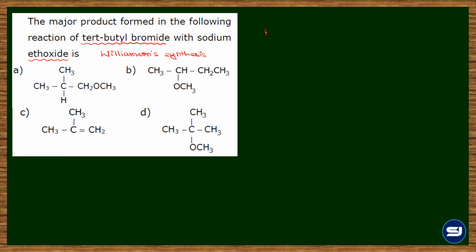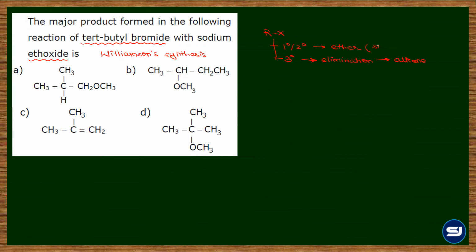Now, in Williamson synthesis, simply based on the halide, we have to understand whether it will undergo substitution or elimination. So the trick is, if the alkyl halide is primary or secondary, it will undergo substitution via SN2 to form an ether. Tertiary or bulky alkyl halides would undergo elimination by the E2 mechanism. And in that case, the elimination will give you an alkene.